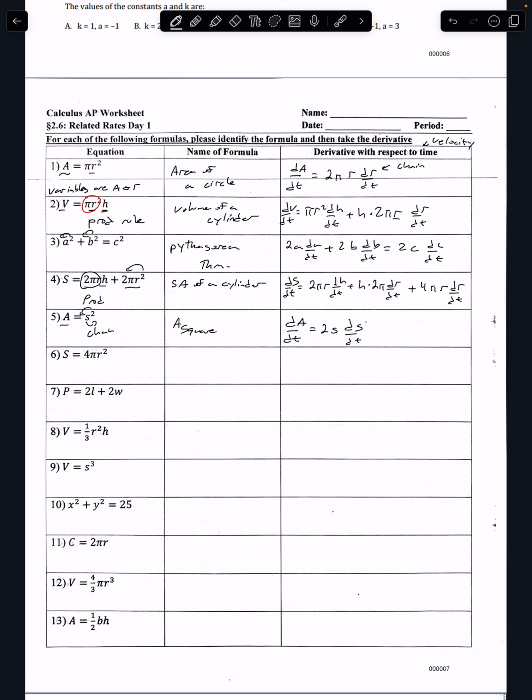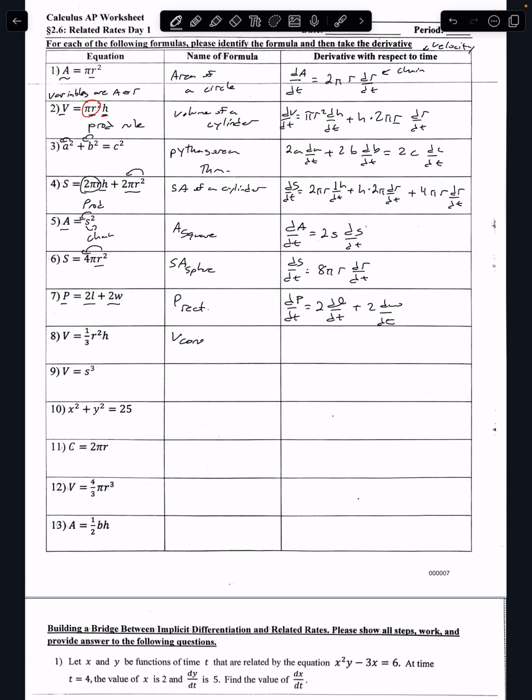4 pi r squared, this is the surface area of a sphere. You have nothing to sphere but sphere itself. So taking the derivative, we get dS dt, and that's going to become, drop your power. R is my only variable here, so that becomes 8 pi r dr dt, or as I like to say, dirt it. Here we are for number 7. We have a perimeter of a rectangle. The derivative of p, dP dt, is, well, the derivative of 2l just becomes 2 dl dt plus 2w, 2 dw dt.